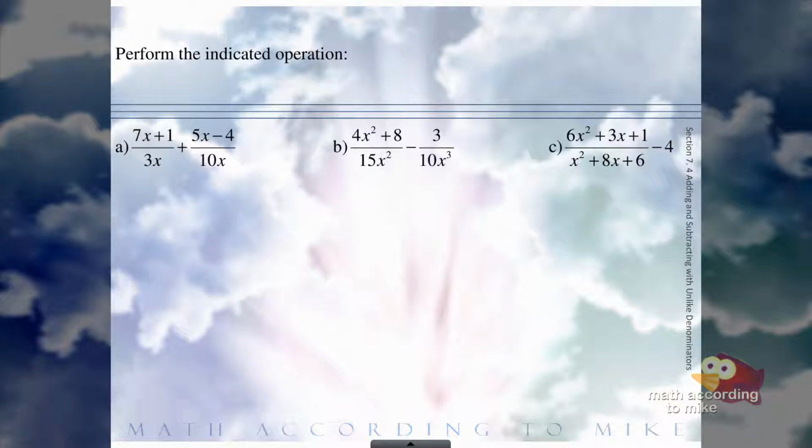So for the first one, they're already factored in the denominator, 3x and 10x. Comparing the 3 and the 10, the smallest number that 3 and 10 both go into would be 30. And comparing the variables, we have x and x. Since those are both to the first, we would say 30x is the LCD. Which means that comparing the first denominator to the LCD, 30x, we're missing a 10, so I have to multiply top and bottom by 10.